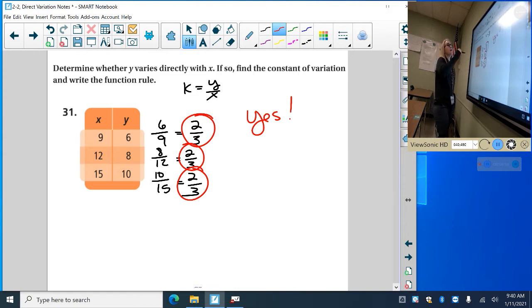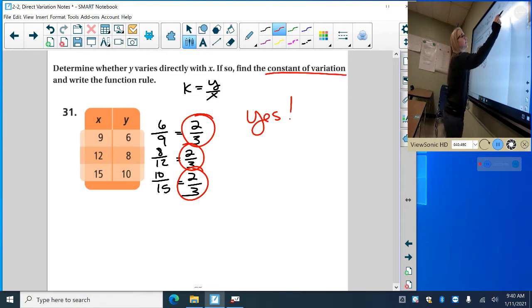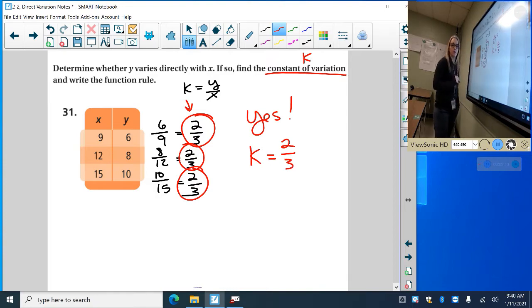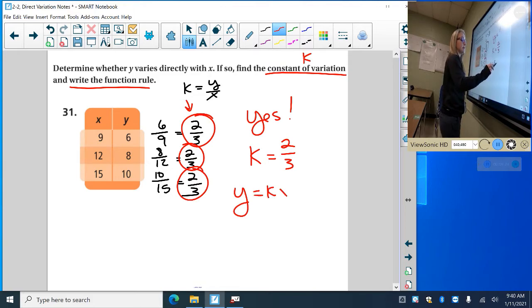So it asks, if so, find the constant of variation. Well, if you remember, the constant of variation is k. Well, k is y over x, which is all of these. So for this problem, k equals 2/3. All right? Then write the function rule. Well, the function rule for direct variation, if you look back on the slides before, is just y equals kx, but we're going to replace the k with 2/3.